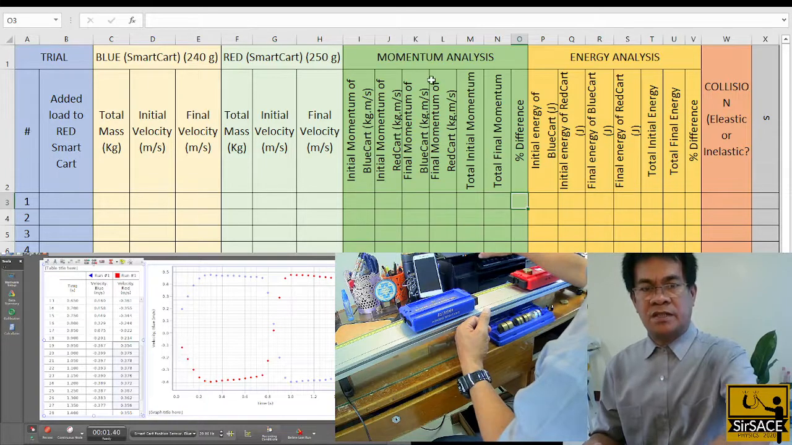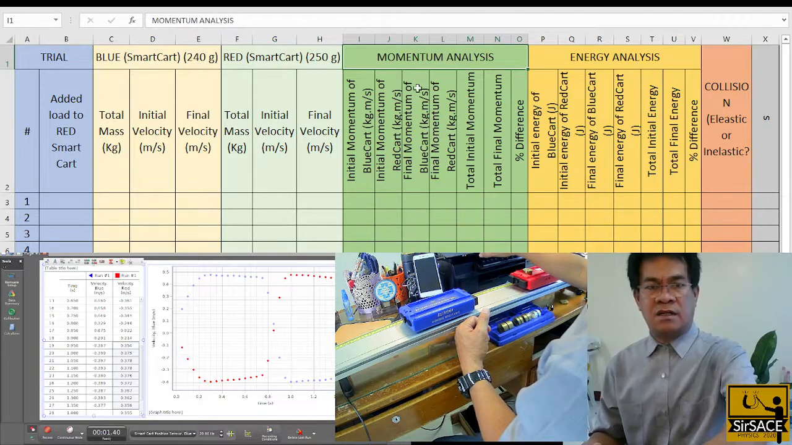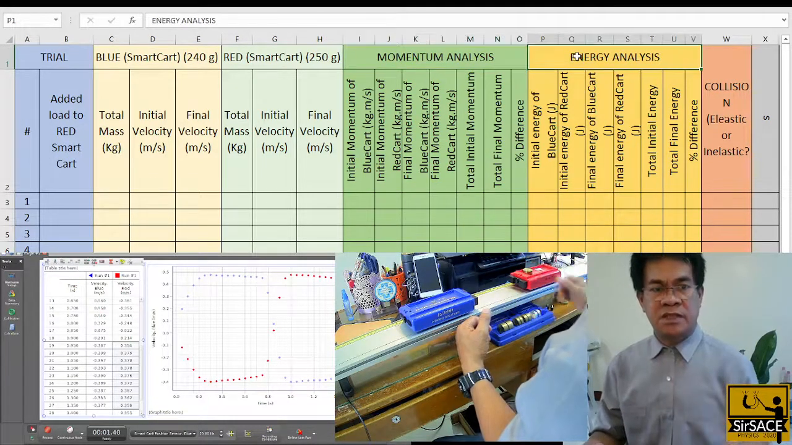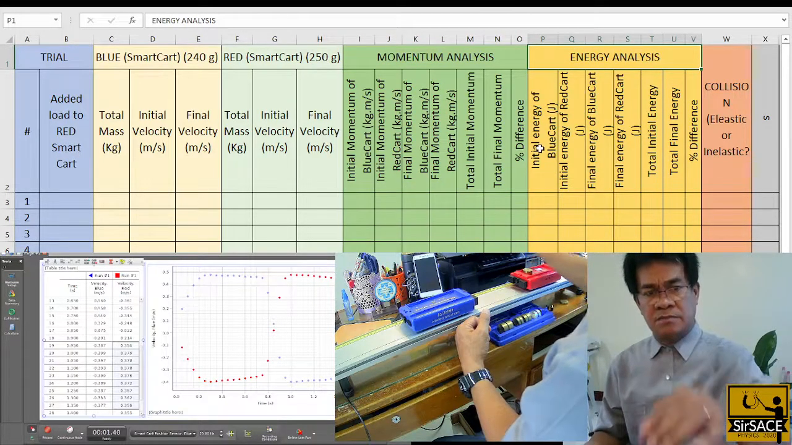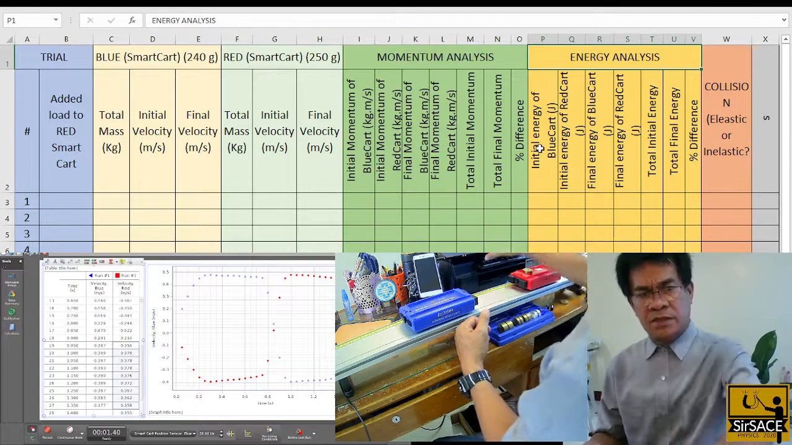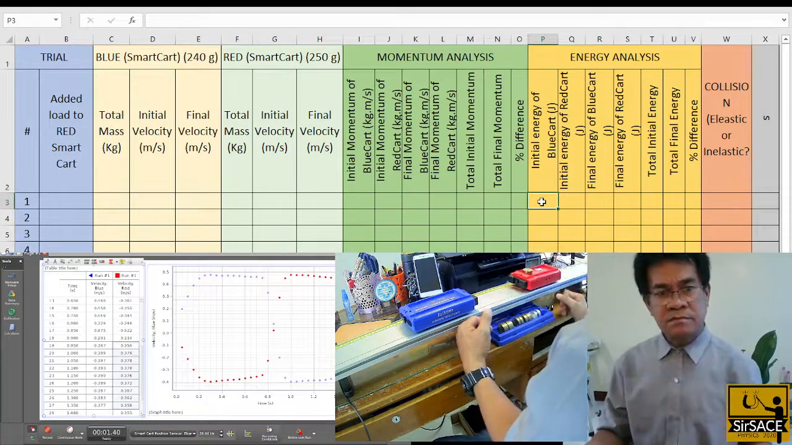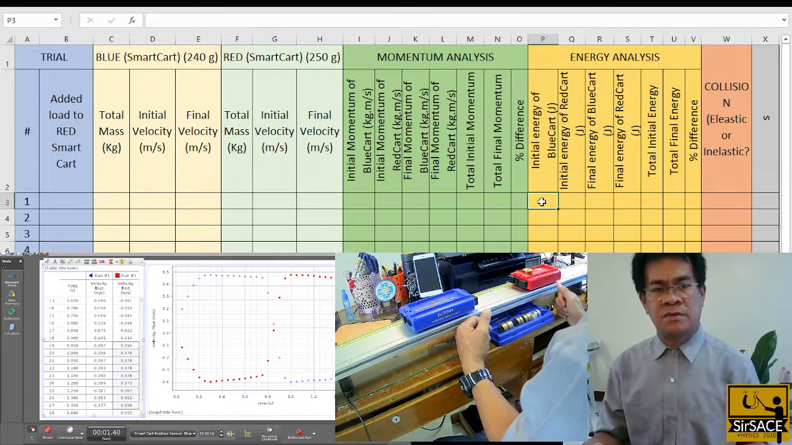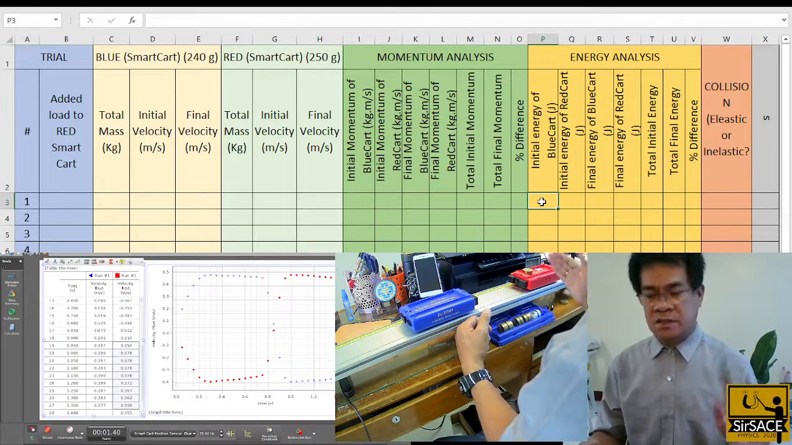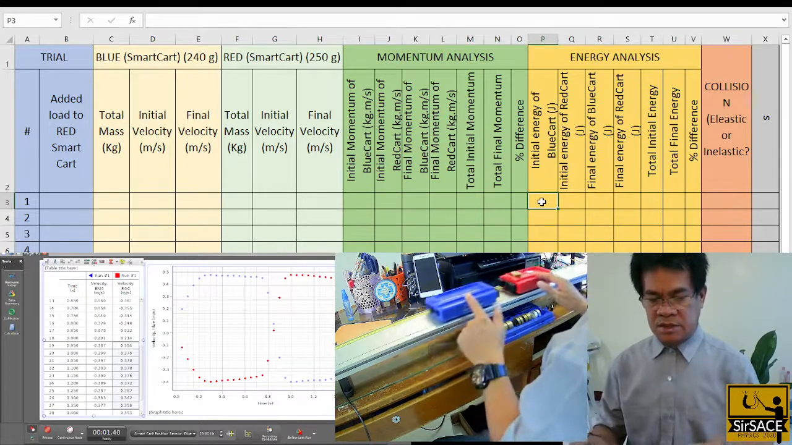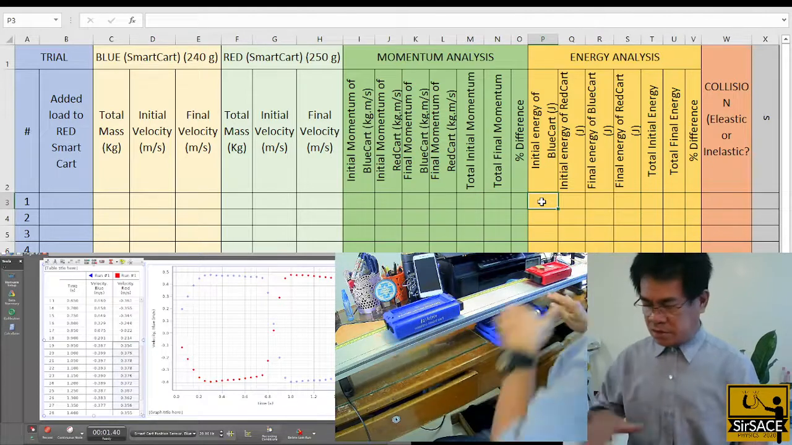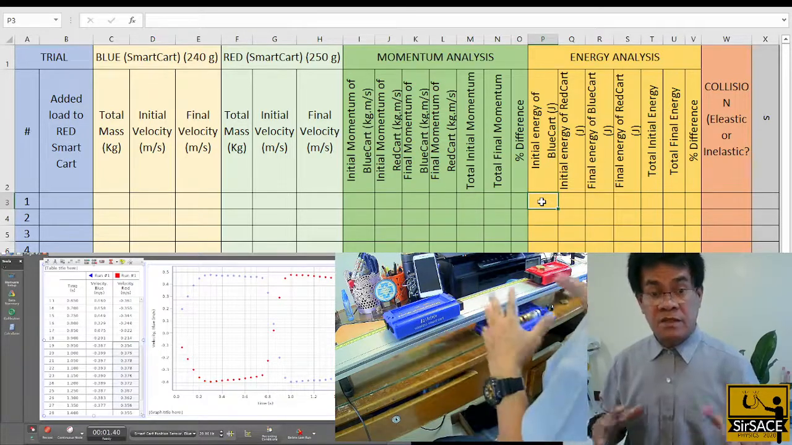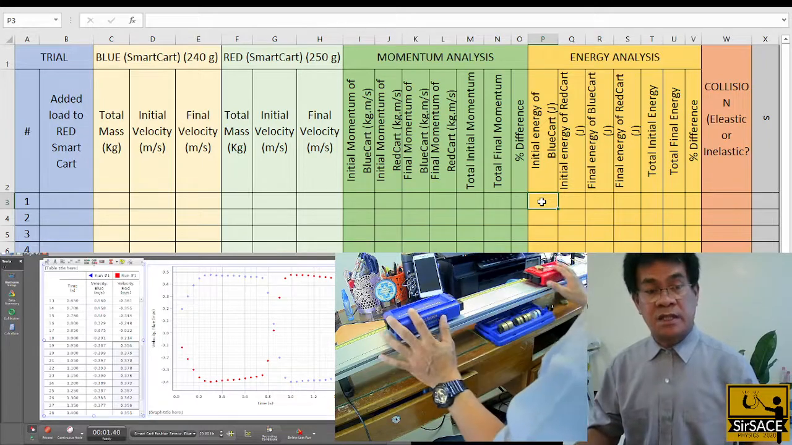Okay, so we are done in the momentum analysis. Then let's proceed to the energy analysis. So we have here the initial velocity of the card, initial energy of the blue card. Remember that energy in this case is only kinetic energy, because there's no potential energy for the reason that they are moving at the same level. So when we say energy, it is the kinetic energy.